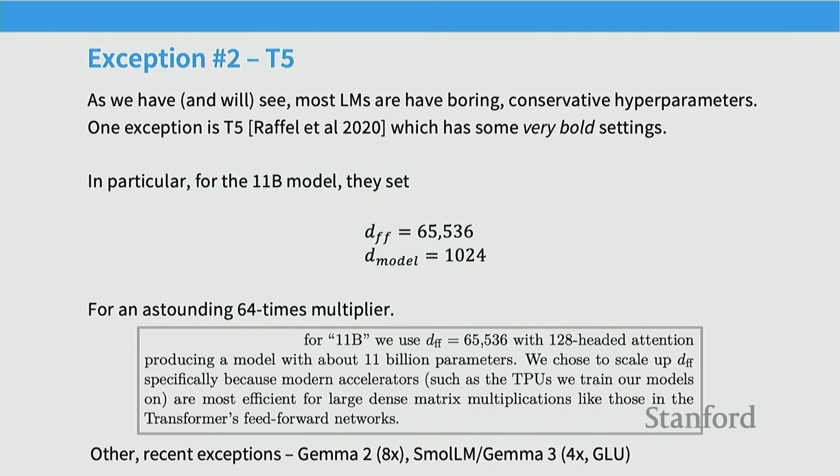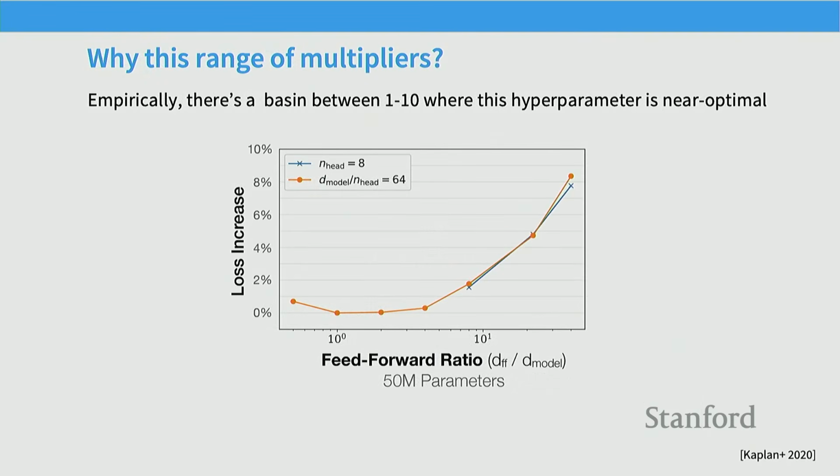And there are some other recent examples of using much bigger multipliers. Gemma 2 kind of follows in these footsteps and does a factor of 8. And I'll talk a little bit about this exception later. Of course, T5 was a totally fine model, so this should tell you it is possible to train a model with such a much larger ratio.